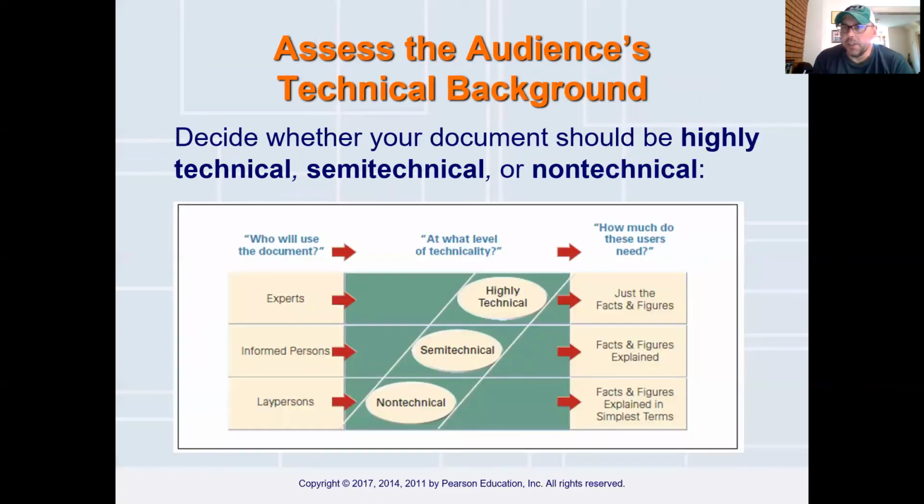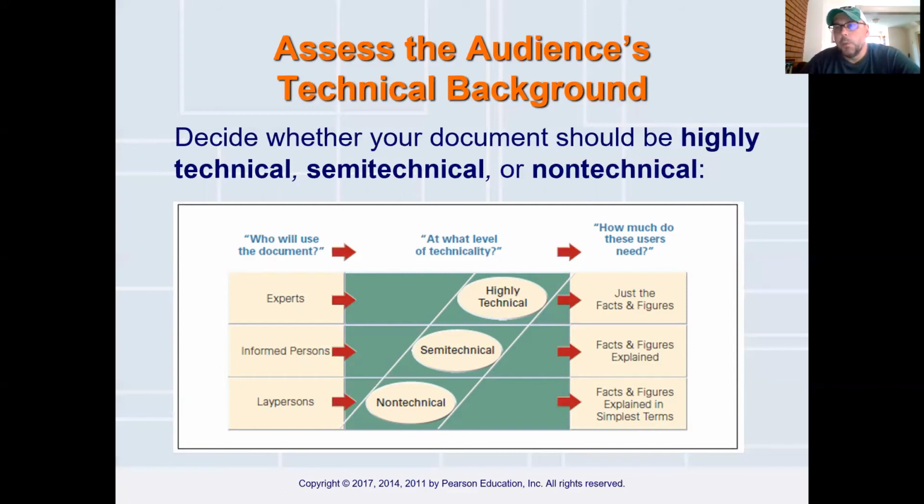So you need to assess your audience's technical background and decide whether the document should be highly technical, semi-technical, or non-technical in nature. So discuss or try to discern who's going to use my document. If it's going to be experts, peers that you work with, it can be highly technical. You can just load it full of figures, facts. It can be full of jargon, all kinds of good stuff.